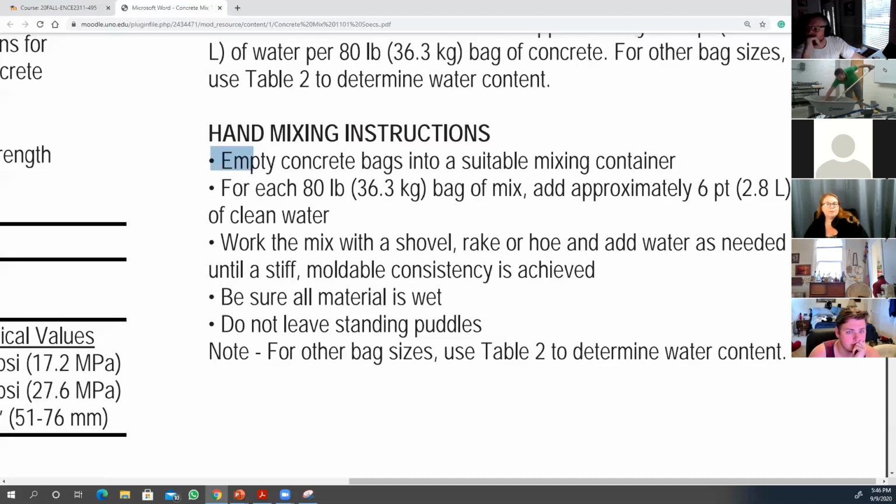So if you want to take a break, you can take a break. If you want to go to the restroom or stuff, it's going to take a while for me to evenly mix it.